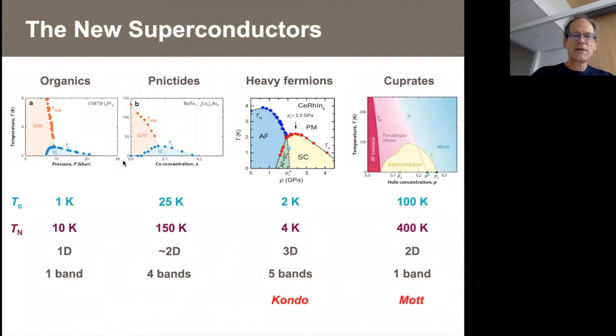The only thing I really want to bring to your attention is that they all seem to have a similar phase diagram of temperature versus X, where X could be pressure or concentration. It seems that one suppresses an antiferromagnetic phase, here in orange and over here in blue, by increasing X. And at the critical point where this antiferromagnetic order ends, you have a dome of superconductivity, typically with its maximum around the critical point.